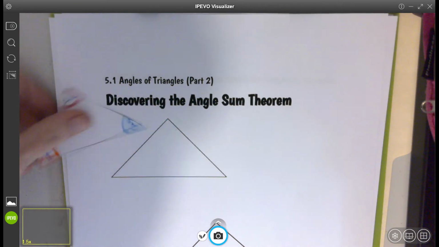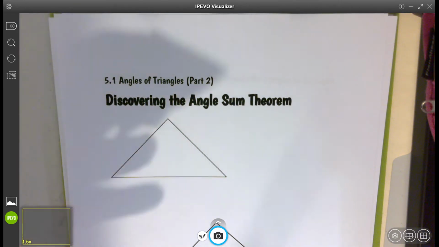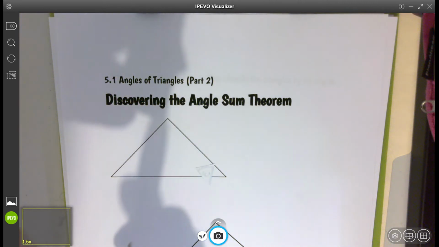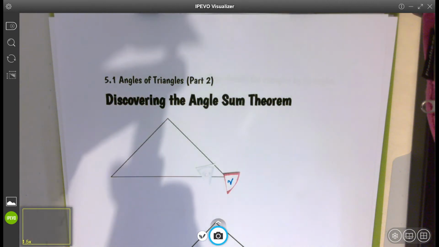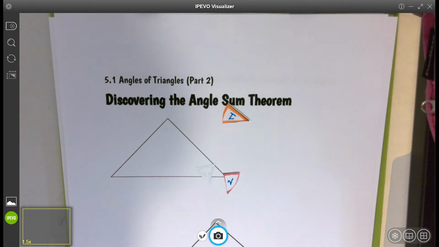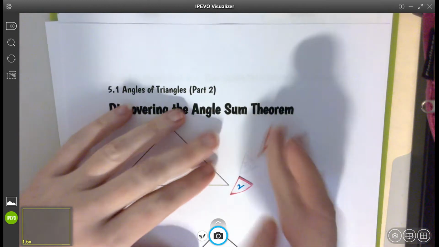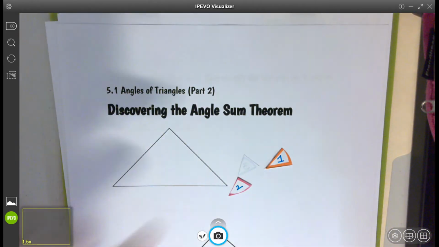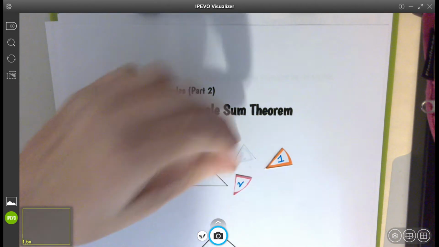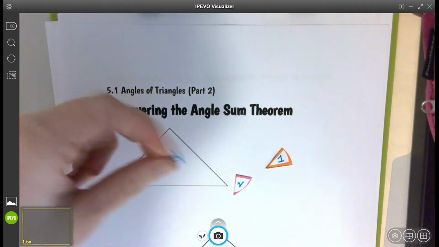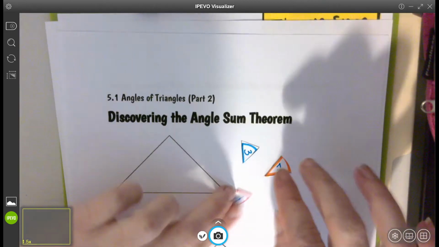So what I'm going to do with these three angles is I'm going to cut them out. Doesn't matter how I cut them. I'm not doing anything with this piece at all. I'm only using the little pieces that I do have. And what I'm going to do is show you that I can actually put these angles together and I can figure out the sum of the triangle. This will work for any triangle.